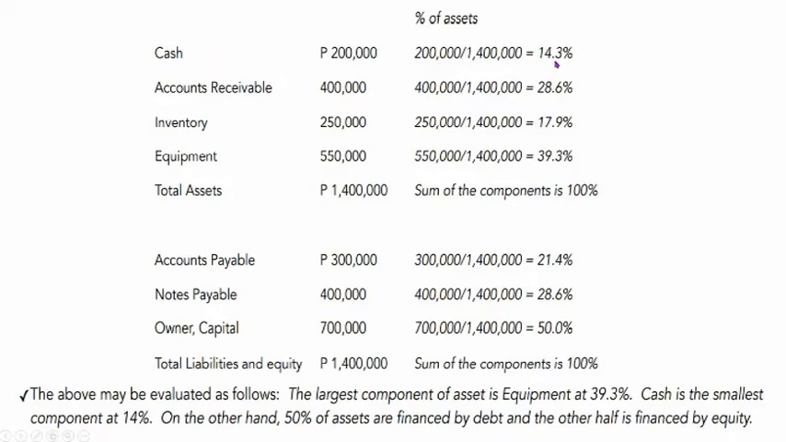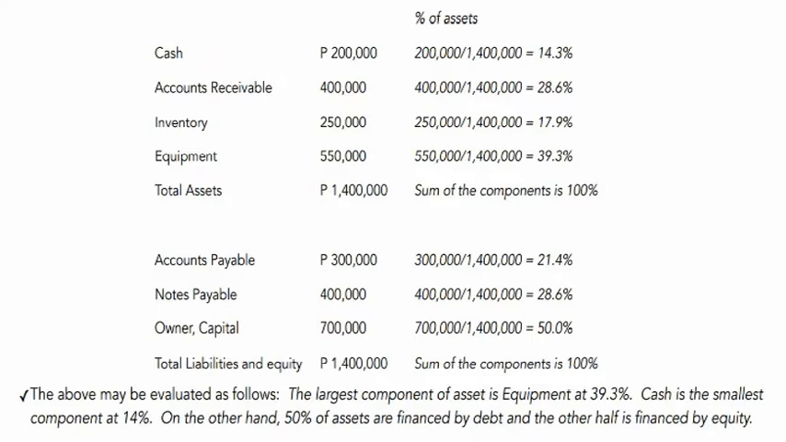itong 14.3 pala is 14.38. Tapos si halimbawa lang sa 400,000 ito pala ay 28.65. So si 14.3, since mas mababa yung peso value ni cash, siya yung ilalagay ko as 14.3. Tapos si accounts receivable yung ira-round up ko. And so on. So, ganun din pagdating sa accounts payable and liabilities and equity.